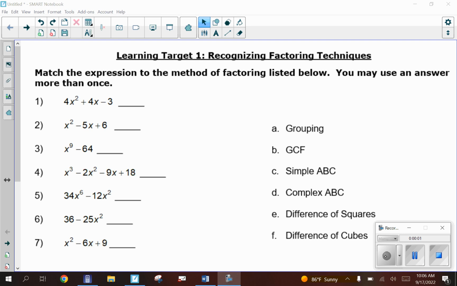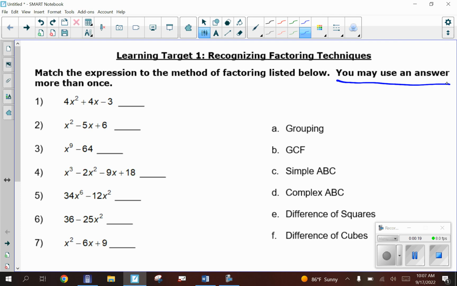Learning target 1 is called recognizing factoring techniques, and what that means is we don't really have to solve the problem, we just have to name what it is based on what it looks like. If you read the instructions, it doesn't say we have to work our way from 1 down to 7. We can do these problems in any order we want, but the instructions do say you may use an answer more than once, so there is possibly going to be a repeat answer here.